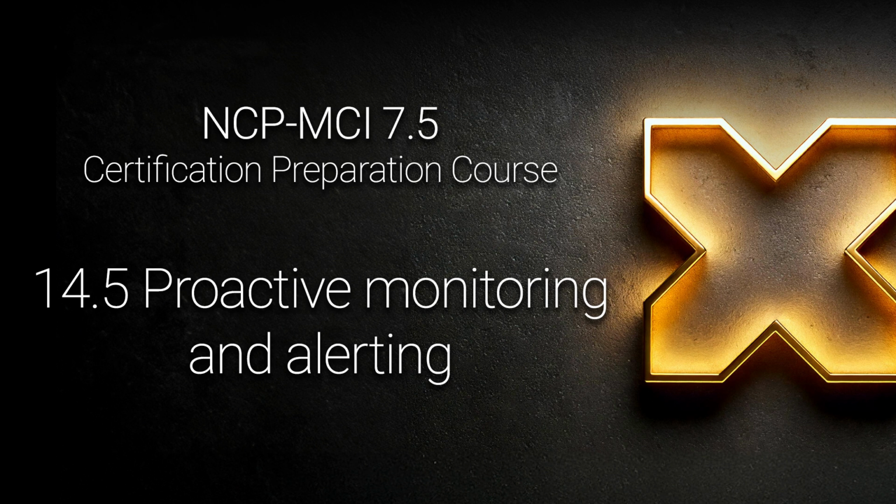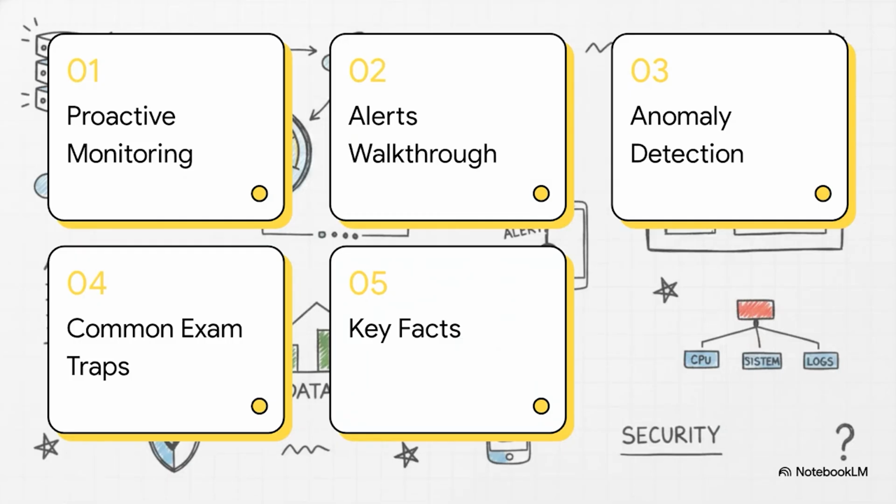We'll be unpacking the Alerts and Events Monitor, exploring how anomaly detection actually works under the hood, and showing you exactly how to navigate the specific interface elements that the exam absolutely loves to test you on. And just to set the stage, we are keeping our baseline firmly on AOS 7.5.5, AHV 11.0, and Prism Central 7.5. Okay, let's dive right into this 5-part playbook.